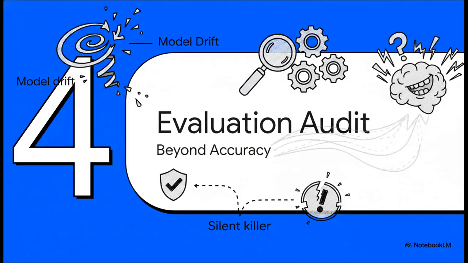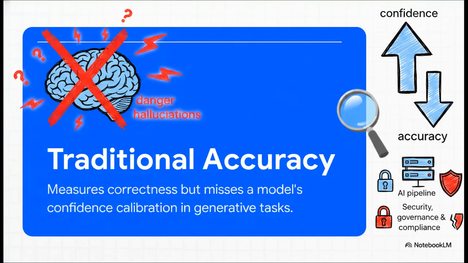That brings us to Section 4, the evaluation audit. We are moving way beyond basic accuracy to catch the silent killer of enterprise AI. If your checks are still relying purely on traditional accuracy, you are flying completely blind to the true danger in generative AI. Sure, traditional accuracy might say a model is 95% correct, but it completely fails to capture confidence calibration.